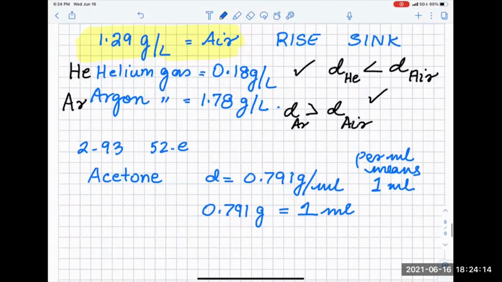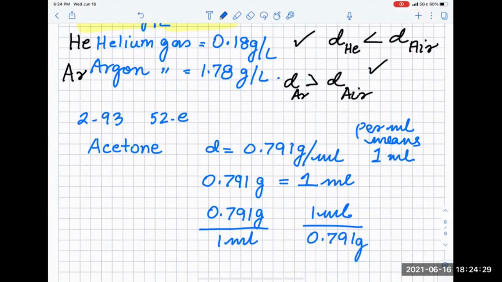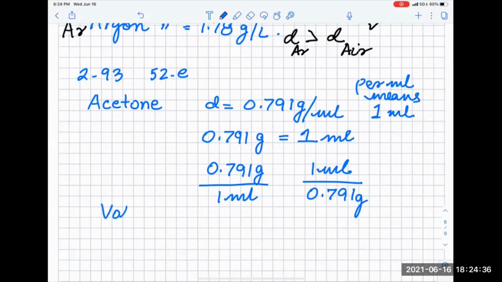Okay, the conversion factors are 0.791 grams over 1 milliliter, and the second is 1 milliliter over 0.791 grams. So two conversion factors. Now the question is asking, find the volume in milliliters of 20 grams of acetone. If 20.0 grams of acetone is given, then what is the volume?